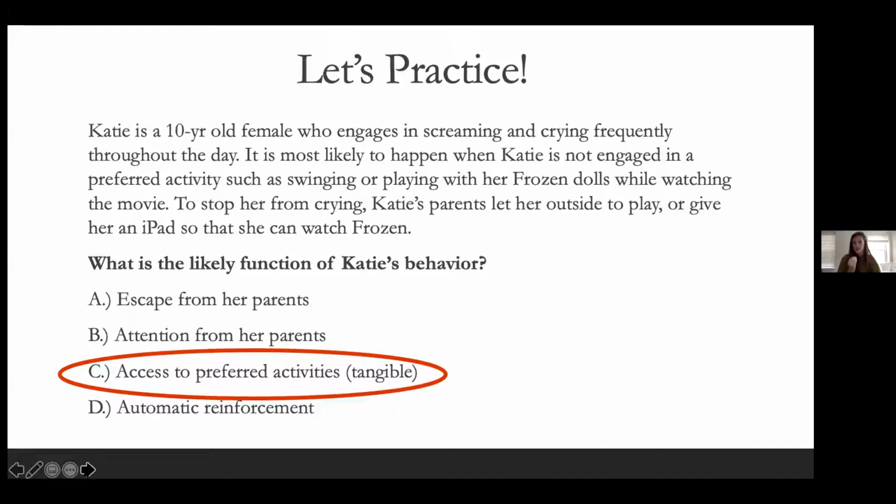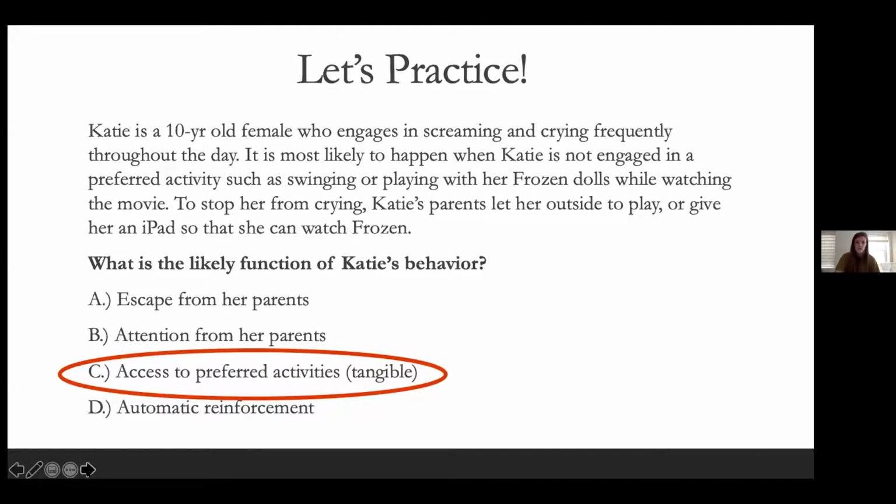Then when she engages in the behavior, her parents give her access back to her preferred activities of going outside and watching Frozen. So in this case, the likely function of Katie's behavior is going to be access to preferred activities or a tangible function. Does that make sense to everyone?